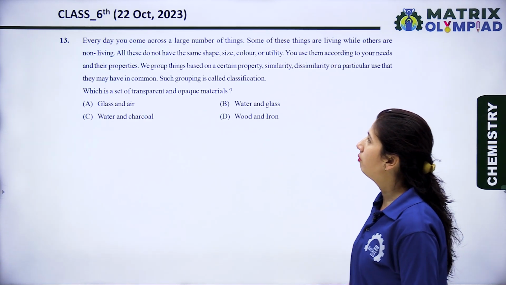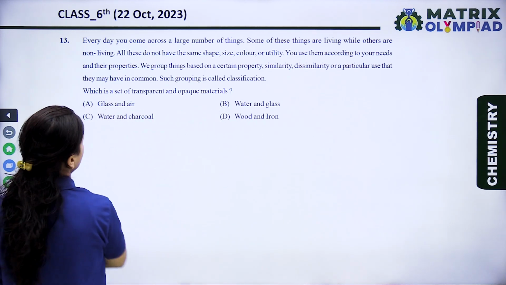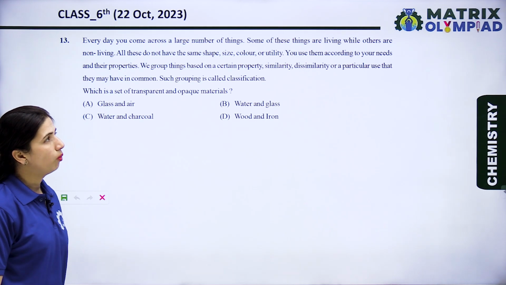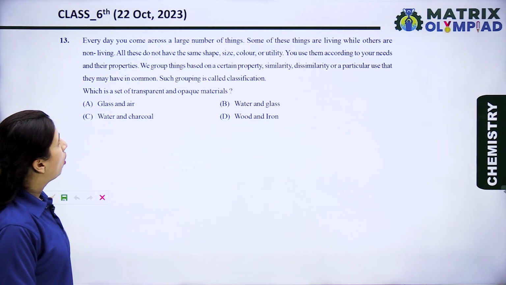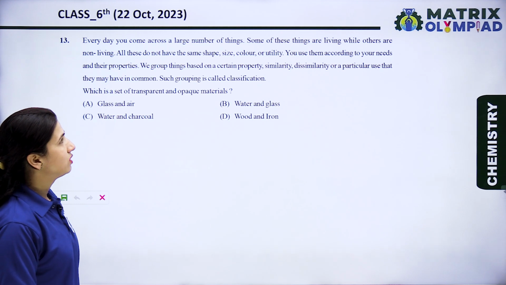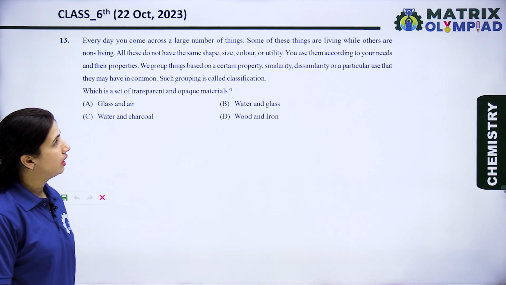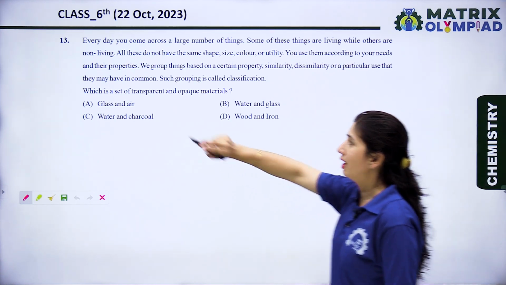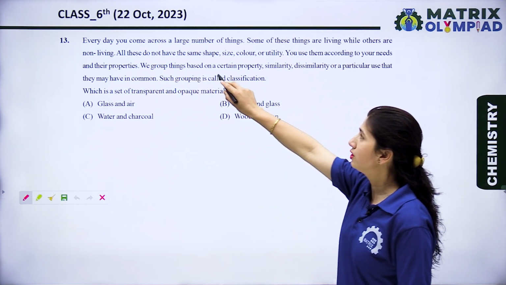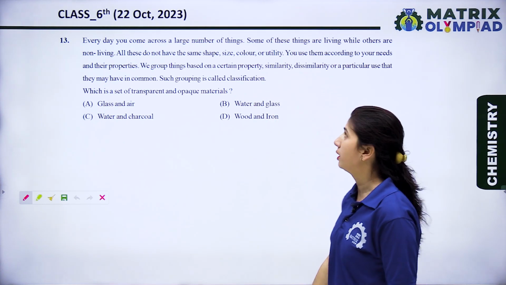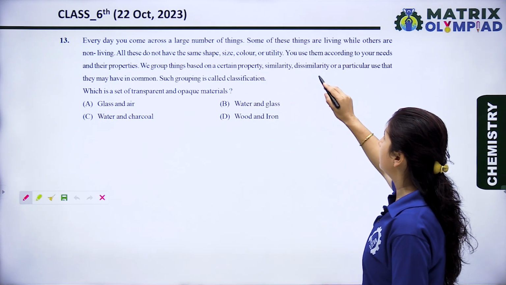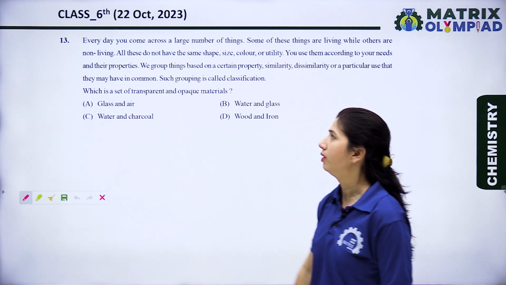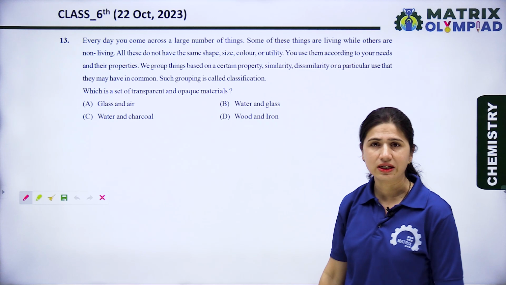Now let's see the next question. Every day you come across a large number of things. Some of these things are living while others are non-living. All these do not have the same shape, size, color and utility. You use them according to your needs and their properties. We group things based on a certain property like similarity, dissimilarity or a particular use that they may have in common. Such grouping is called classification.